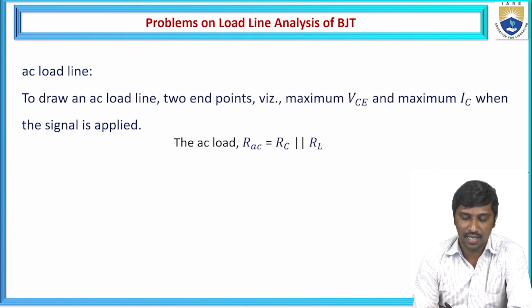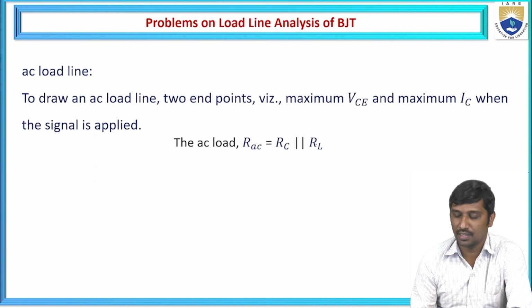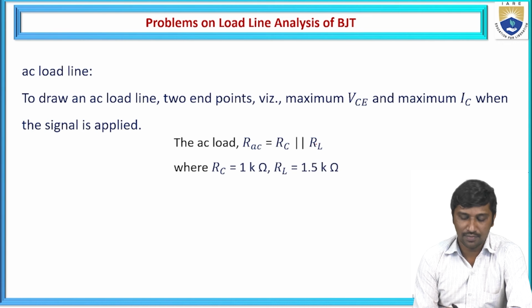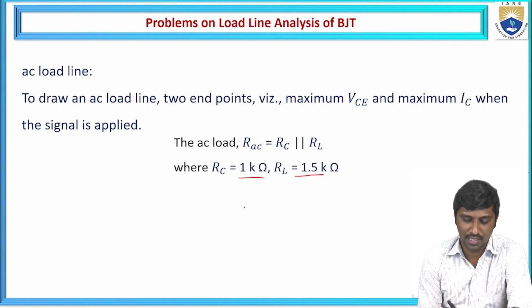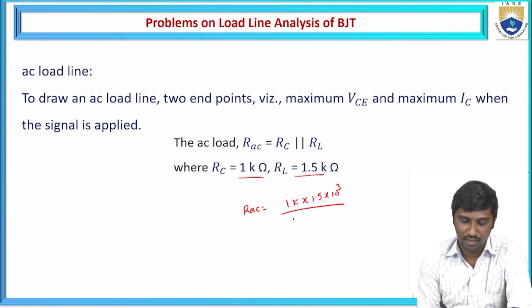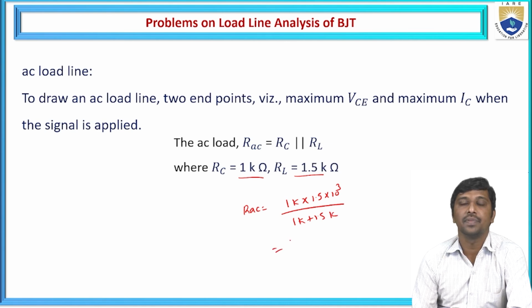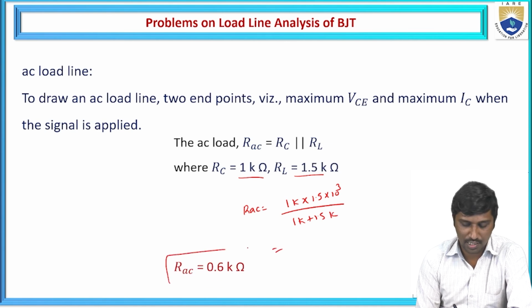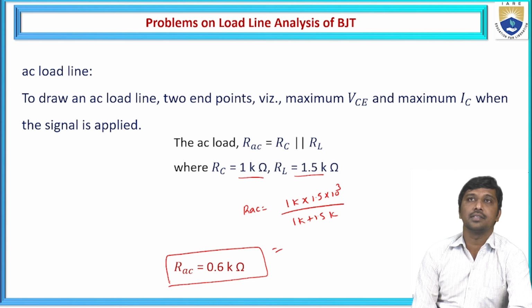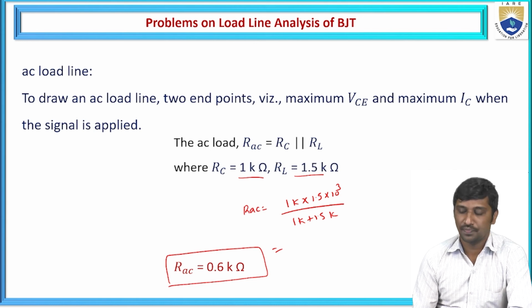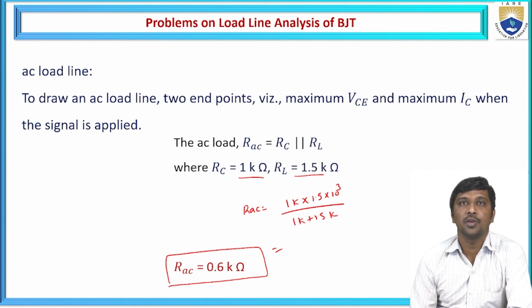That is given by RAC equal to RC in parallel with RL. They have given that RC is 1 kilo ohm and RL is 1.5 kilo ohms. Hence RAC is equal to 1 kilo ohm into 1.5 into 10 power 3 divided by 1k plus 1.5k. Then you can simplify this, and it gives RAC equal to 0.6 kilo ohms.